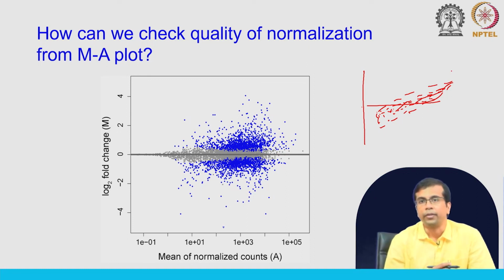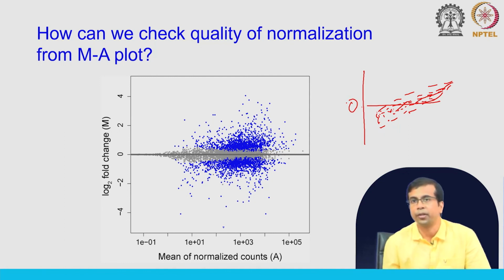Now, if this is the case, this is the 0 line, and this would mean you need better normalization methods. By inspecting this MA plot, you can probably say whether the data is properly normalized, or whether you need some sort of normalization or different normalization methods on this data.